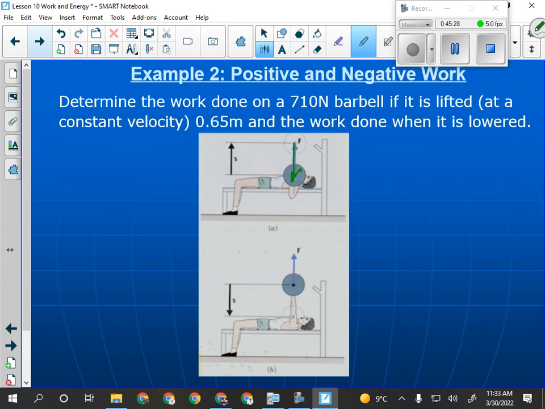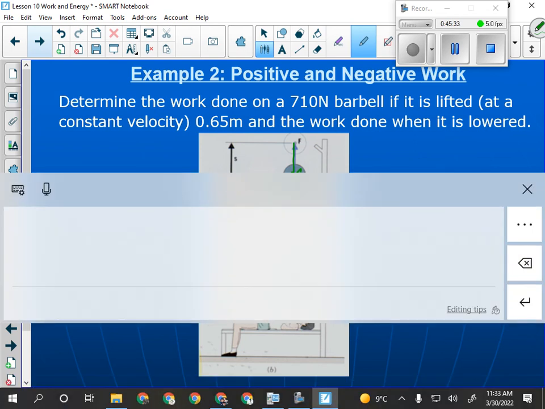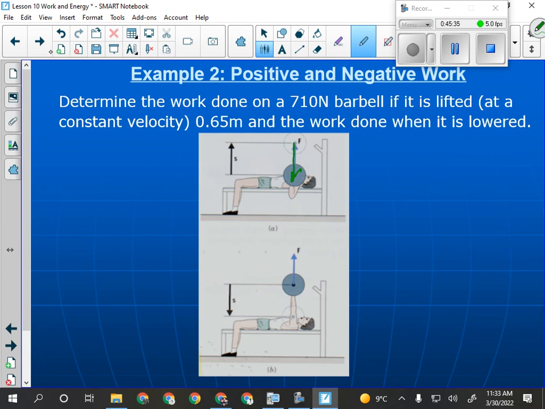Okay, so in that case, then the work that's done to the barbell gives it energy, but when I lower it back down, it has to lose that energy. Okay, so the work going up is positive. The work going down is negative.